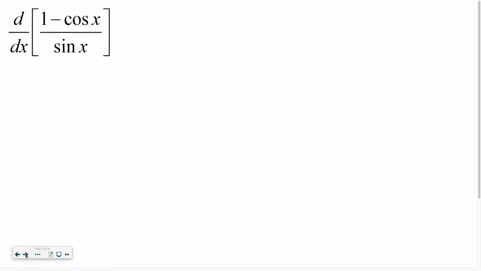Okay, so let's go ahead and just take the quotient rule just for practice. The derivative of our numerator, Aaron, what would the derivative of our numerator be? If we're going to take the quotient rule, we want the derivative of our numerator times the denominator. What would the derivative of 1 minus cosine x be equal to?